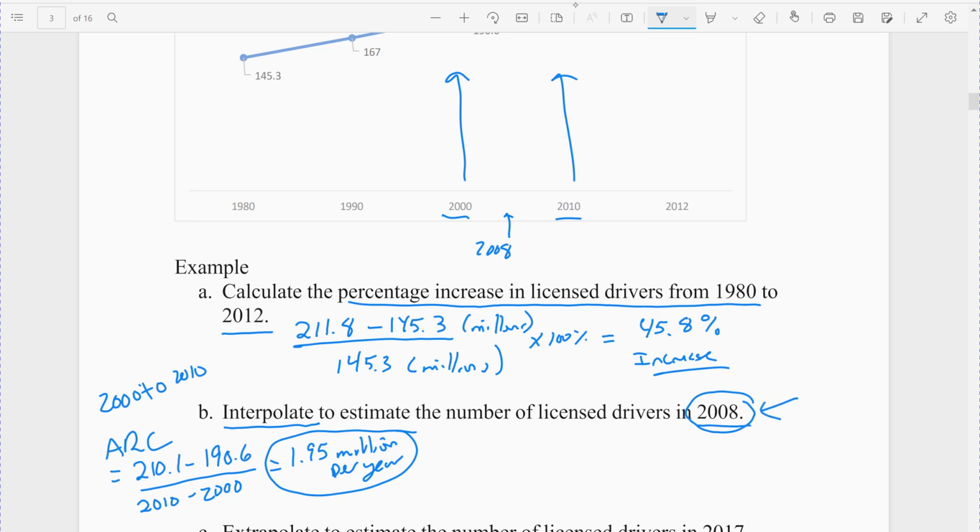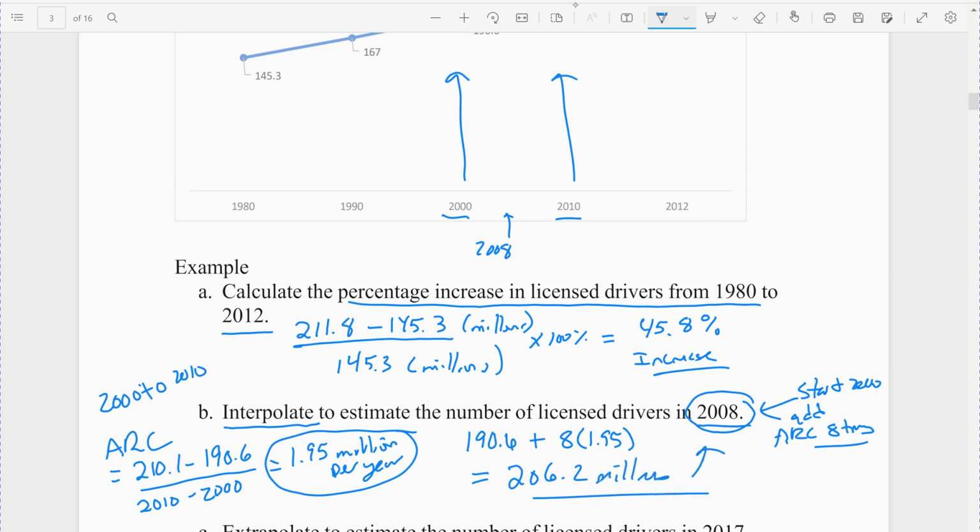Okay, so the next thing we're going to do is use that to predict 2008. Well, for 2008, we start with 2000 and then we're going to add the average rate of change 8 times, right? Because 2000 to 2008 adds it 8 times. So in 2000, we had 190.6 million plus 8 times the growth rate. Comes out to be 206.2 million in 2008. Again, it's an estimate based on the average rate of change, but we're going to estimate there are about 206.2 million driver's licenses in 2008.